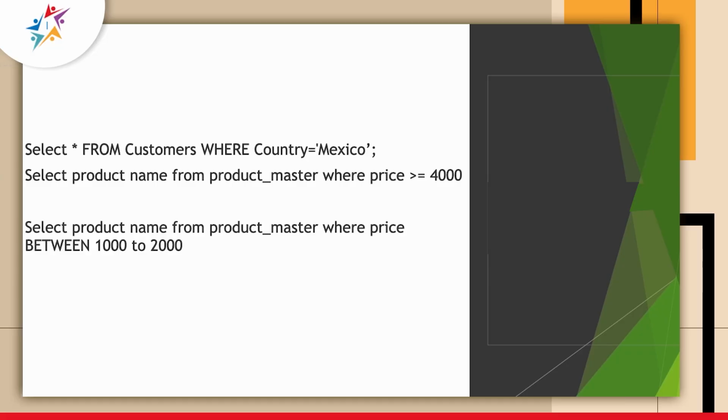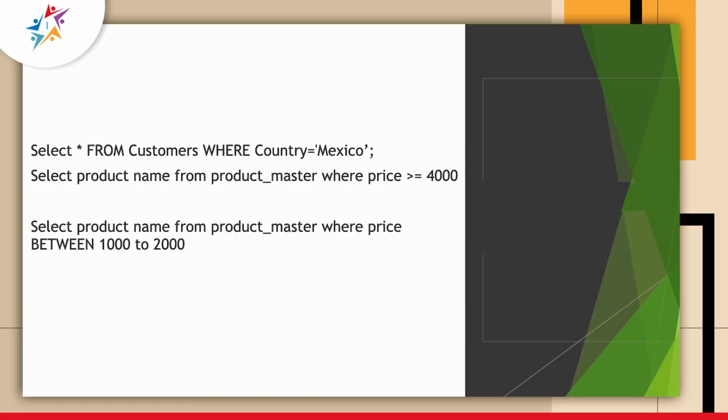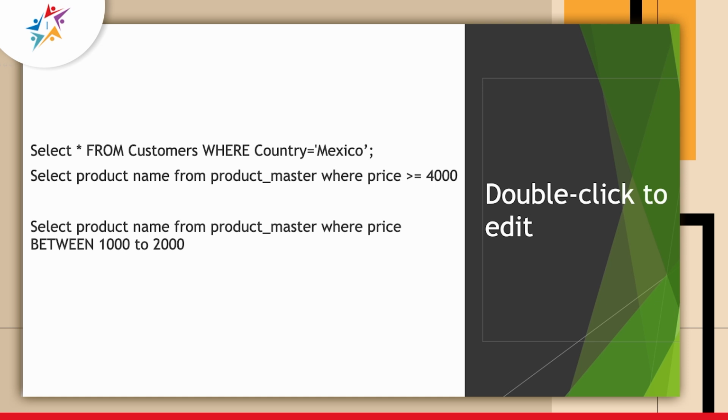Now on your screen are some more examples of the select command where we are selecting all records from the customer table where city is equal to Mexico. Select product name from product master where price is lesser than or equal to 4,000. Now write in the comment box, guys, what exactly will be the output of the second query. Select product name from products master where price is lesser than or equal to 4,000.